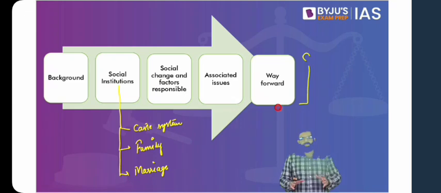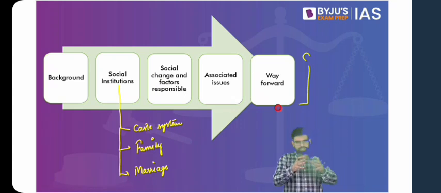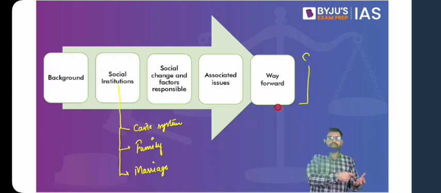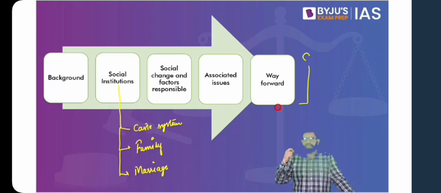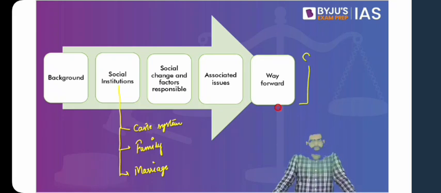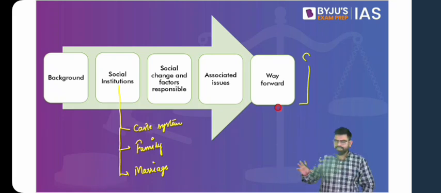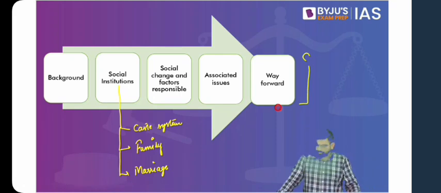So what we are going to do is look at various sections of society, various social institutions in Indian society, try to understand the background, then look at them in the light of change. What are the factors of change? What are the kinds of changes that are being brought about? What are the associated issues? And then finally, how to fix those issues. This is going to be the process.